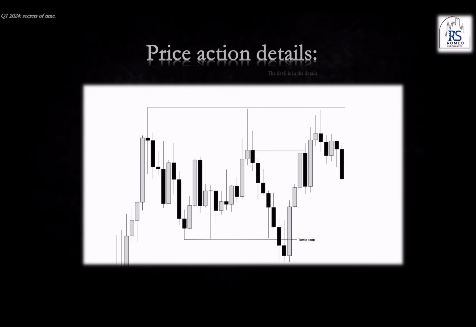In this example, we have a range, prices ranging, right? Now, in every single range, we have a range high and a range low. What does this mean? This means smart money is accumulating. What does that mean? It means they're generating interest on both ends of the range.